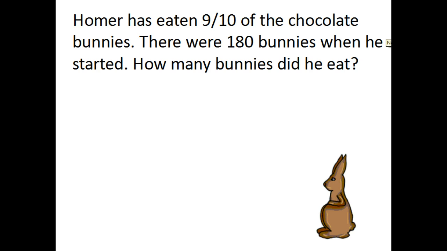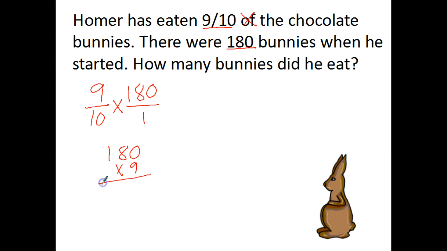Last one. We got Homer. He's eating some chocolate bunnies. He's eaten 9/10 of 180 bunnies. Seems like a lot of bunnies to be eating. 9/10 of 180. Step 1, get my 1 under there. 9 times 180. Not a number I can do in my head. So 9 times 0 is 0. 9 times 8, 72. Carry my 7. 9 times 1, 9 plus 7, 16. 1,620 on top. 10 times 1 on the bottom.